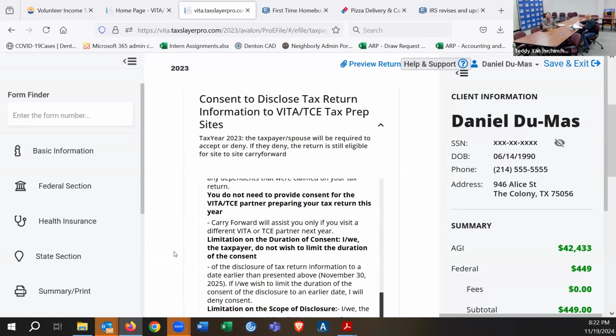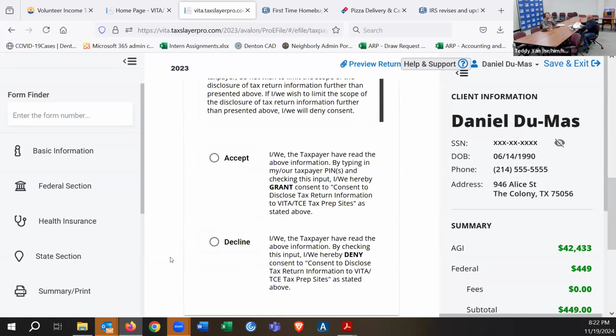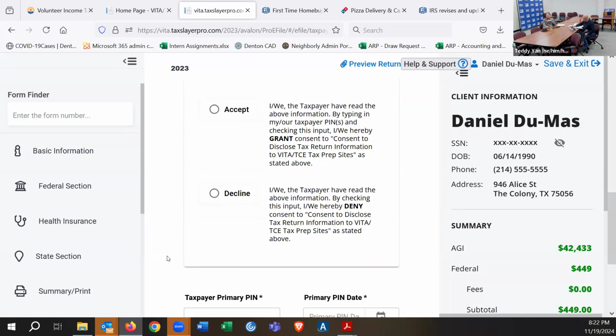This is something that taxpayers can either accept or deny. They don't have to accept this. What this would do is allow Danny to go to any VITA site in the globe across the world. He could be deployed as a military attaché to Germany and get his taxes done at a VITA site on the military base in Germany, Ramstein Air Force Base.